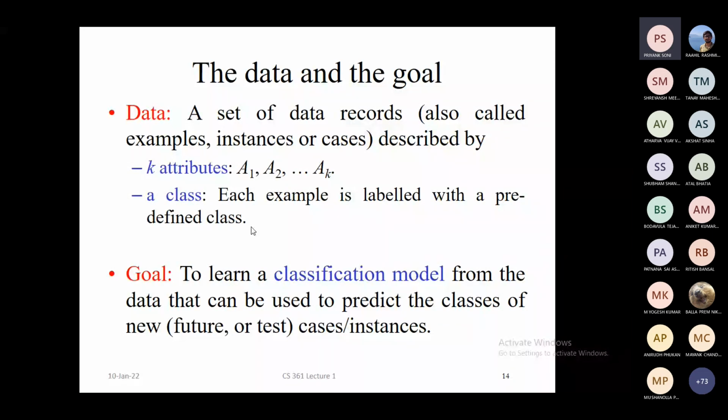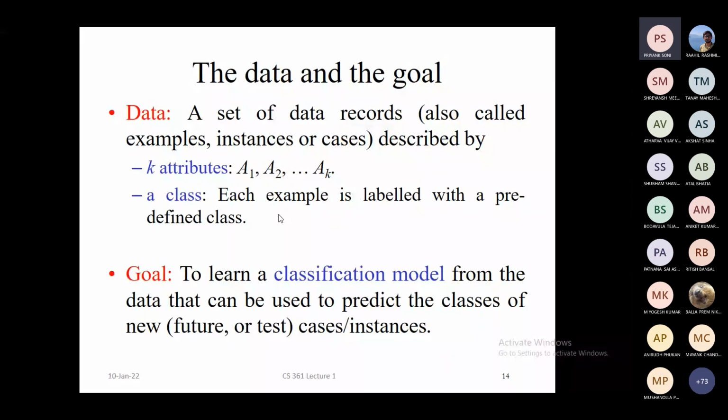For example, about the apple: what is the color of the apple? What is the weight of the apple? What is the structure of the skin of the apple? And so on and so forth. Another thing is the class. A particular instance belongs to a particular group, and that is called a class. Apple is a class, and these are the features of the apples.